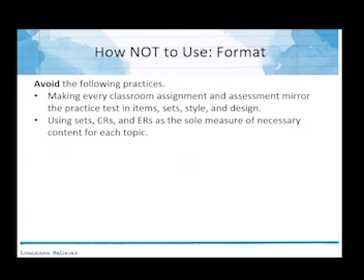So how do we not want the format used? Please avoid making every classroom assignment and assessment mirror the practice test items set style design. There are still plenty of formative ways and non-formative ways to assess students without it looking like a standardized test. When using sets, CRs and ERs, we don't want those to be a sole measure of necessary content for each topic. There should be a variety of item types.